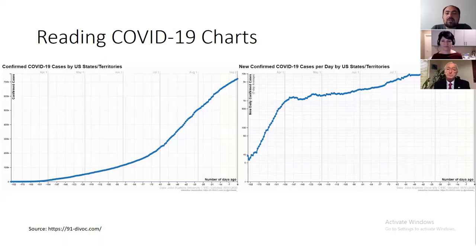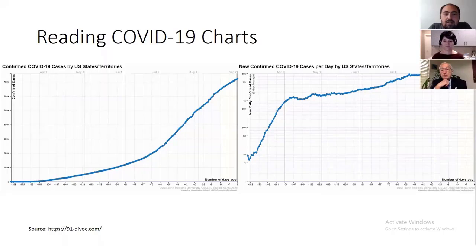The curve on the right-hand side tells the number of daily infections, not the total number, but the number of daily infections. And it uses a different type of representation. This is called the log scale, a logarithmic scale. And a logarithmic scale may not be as intuitive as the linear scale, like the one that we see on the left, because the log scale tells us more about the trend.